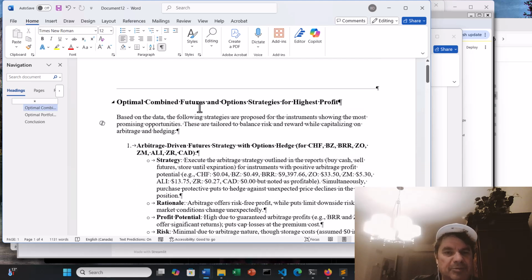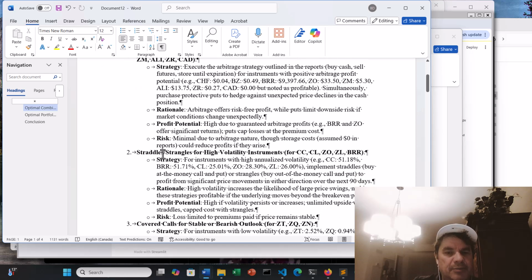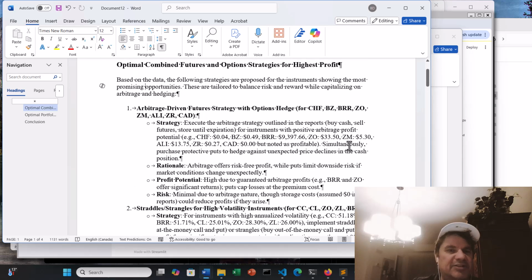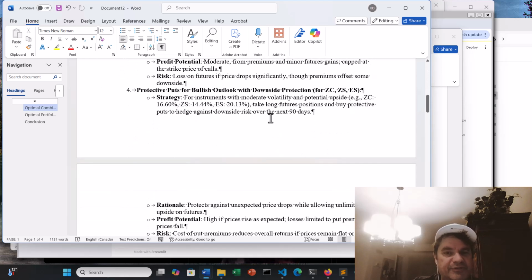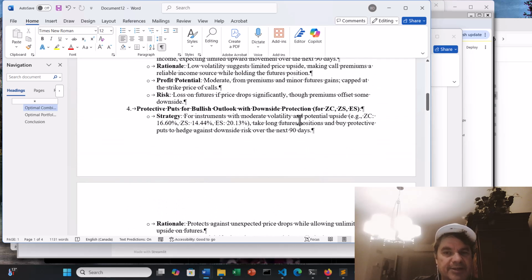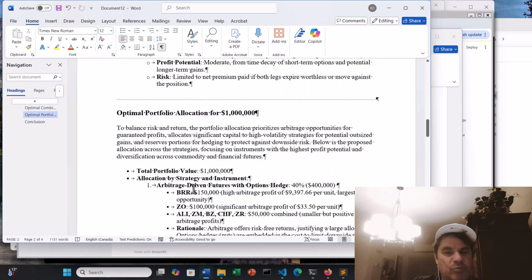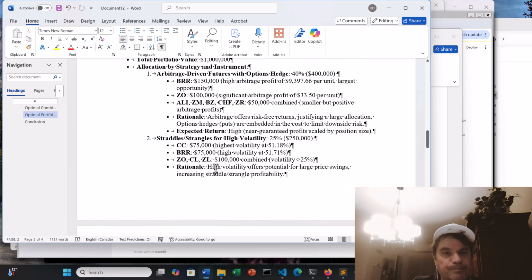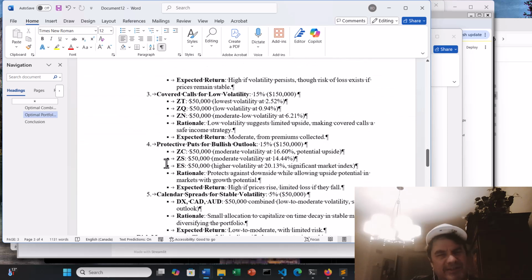So you can see here, I've got optimal combined futures and options strategies for highest profit. So these include options hedging, straddles for these different instruments based upon each report I feed in. Remember, there's 46 of them. We got covered calls, protective puts for bullish outlook with downside protection for these ones, calendar spreads for stable volatility, and then we're using weightings for a potential $100,000, or in this case, looks like a $1 million account, but in the coding it's 100,000. And different types of strategies for what types of instruments.